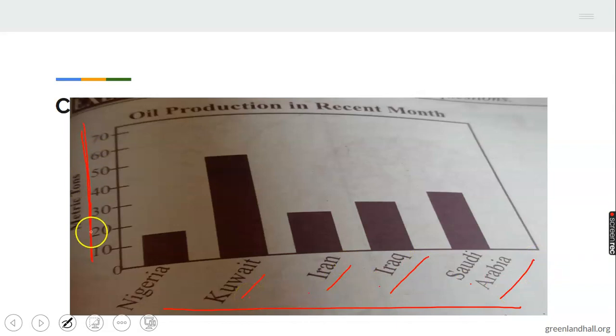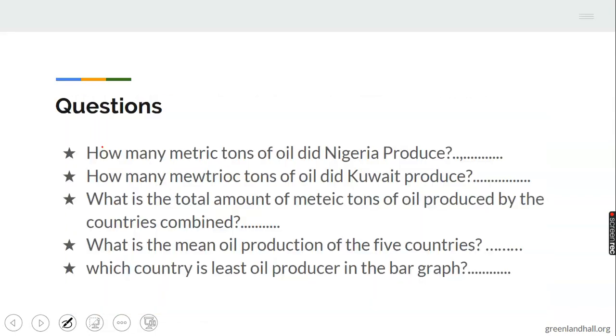So what is the measurement of the oil that they produce in recent months? We have 10, 20, 30, 40, 50, 60, 70. In between each of them we have the numbers from 1 to 9, such as 11 to 19, 21 to 29, 41 to 49, 51 to 59, 61 to 69. So let's quickly go to the next slide so that we can get the questions.